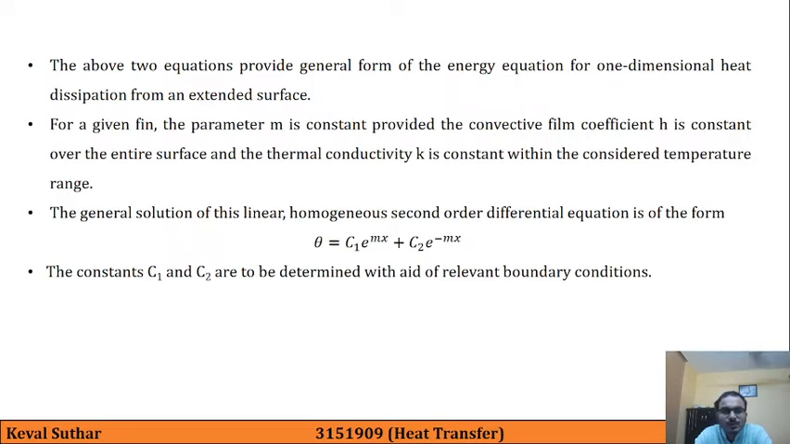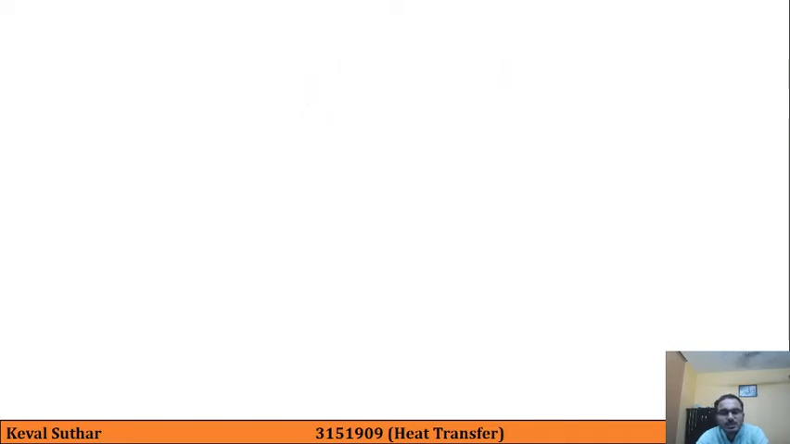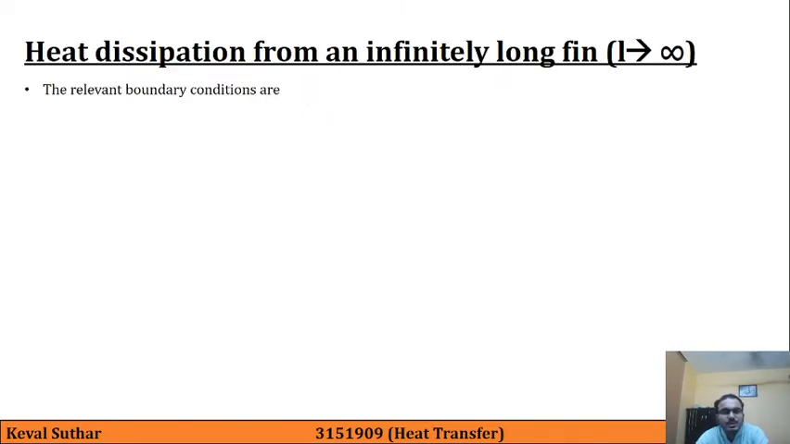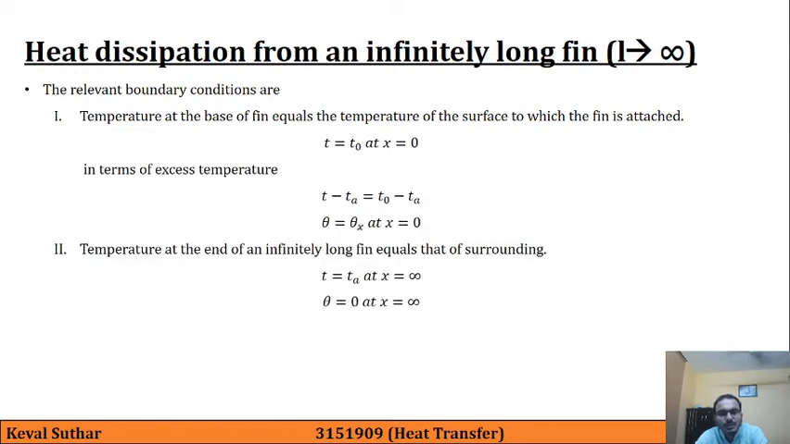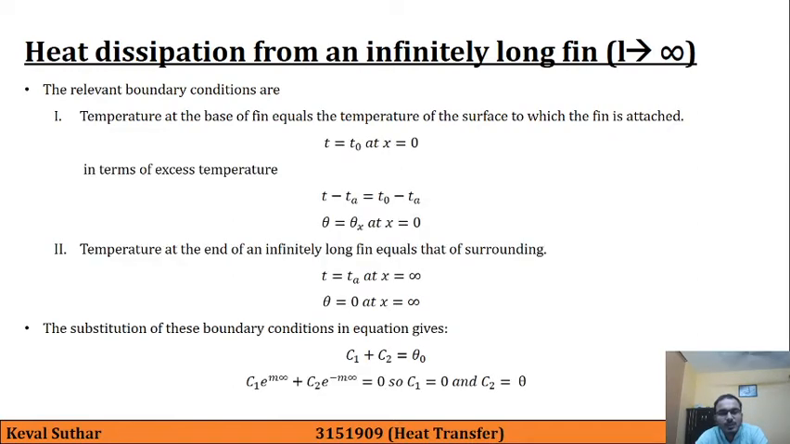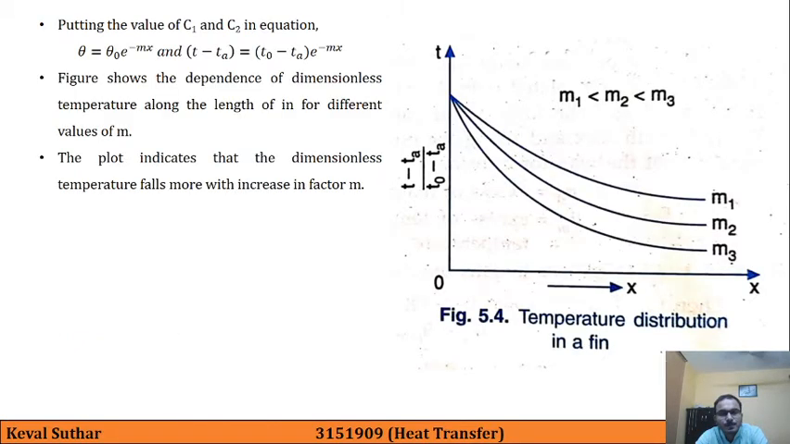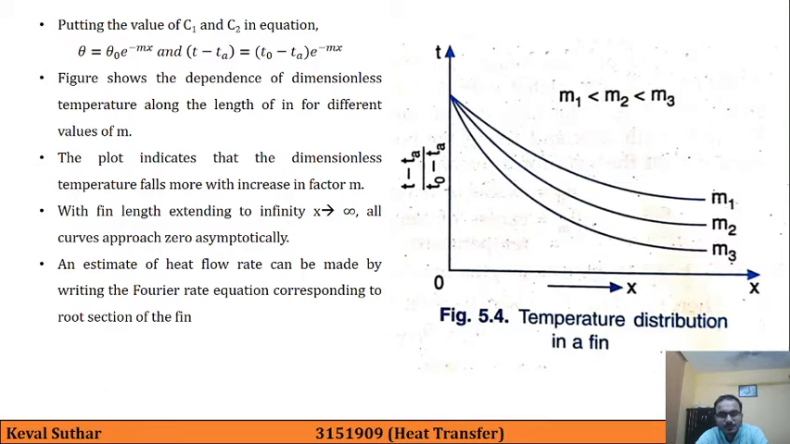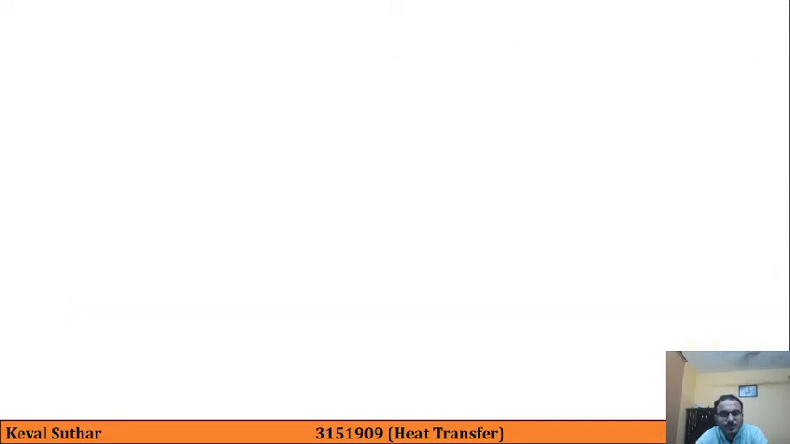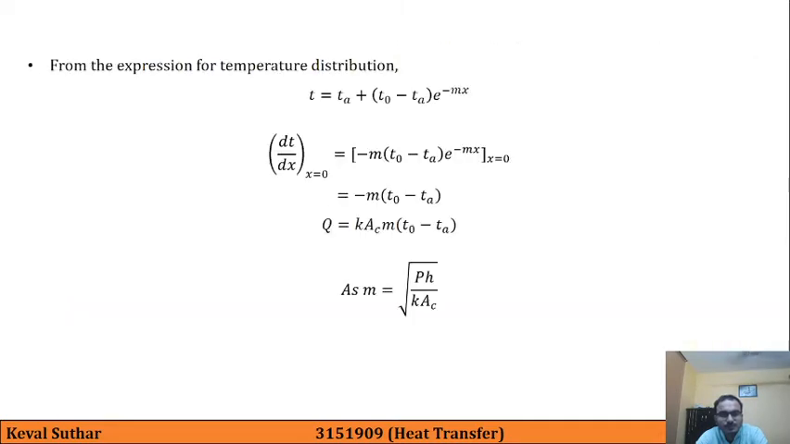And the solution for this governing differential equation is theta is equal to C1 e raised to mx plus C2 e raised to minus mx. We are going to utilize this equation in today's lecture. The first case for this was heat dissipation from an infinitely long fin, which is L tends to infinity. So these were the boundary conditions, and then we obtained the values of C1 and C2, and this was the temperature profile for that. Then the next topic was Q fin, that is the heat transfer through the fin, and this was the value of heat transfer.